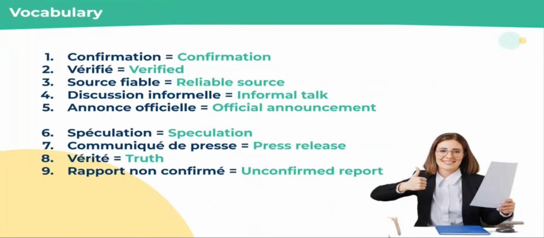So remember, we are looking for confirmation when we talk about a reliable news source. We're looking for verified, reliable sources, informal talk, an official announcement. We are not talking about speculation because we need confirmation. There could possibly be a press release or the truth. If, however, there is a piece of information that has been spoken about, and for the big story to make sense, you'll often find a reporter saying, "We have an unconfirmed report." That is so they could give context to the bigger picture without making it seem as though it is gossip.